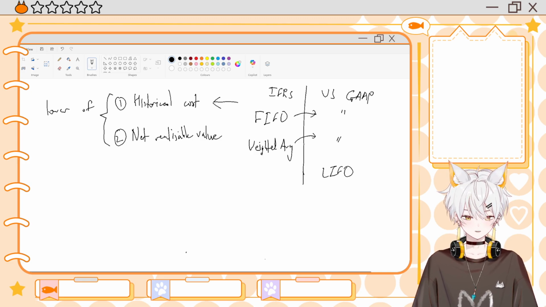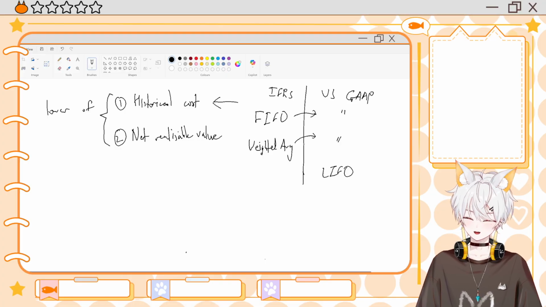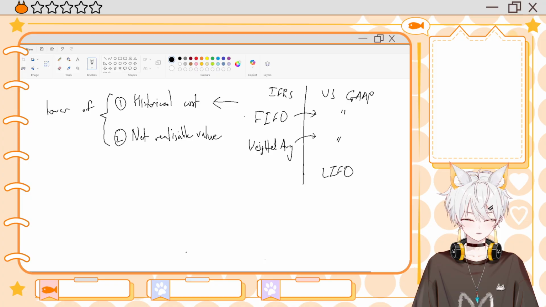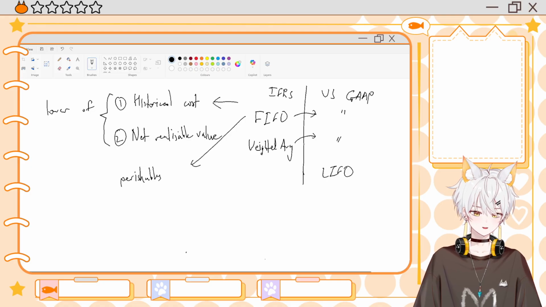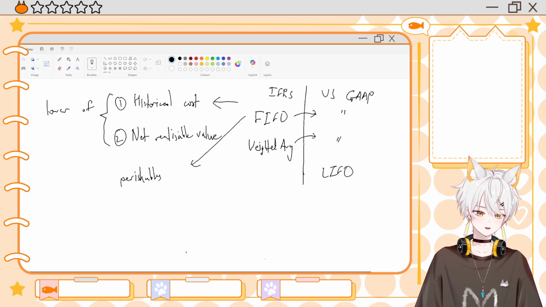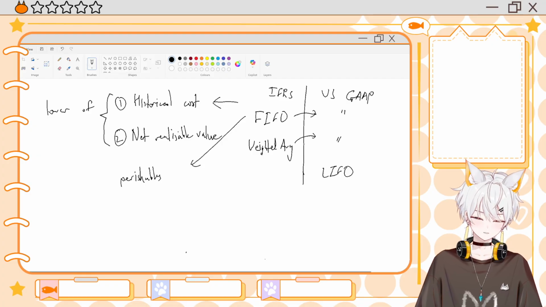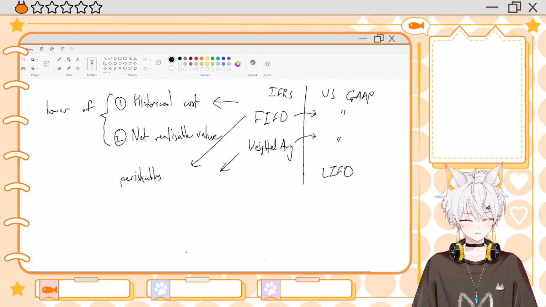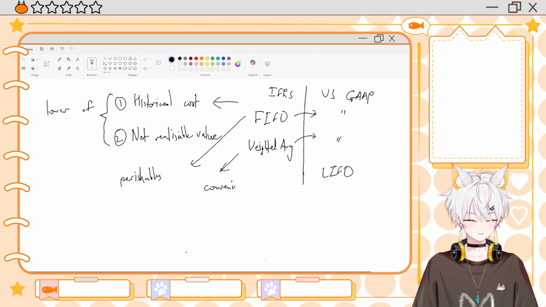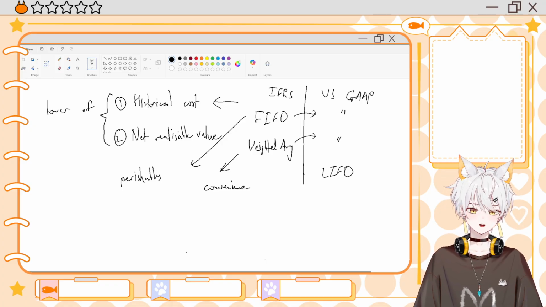So we'll be sticking to IFRS, right? I assume we'll be using FIFO most often. Yes, FIFO, first in first out. Basically, this is commonly used for perishables because of expiration dates. It's easier to sort with this. It also makes sense: the first thing you buy usually expires faster than something you buy later. Then weighted average is usually for convenience. Alright, so those are the main ones.